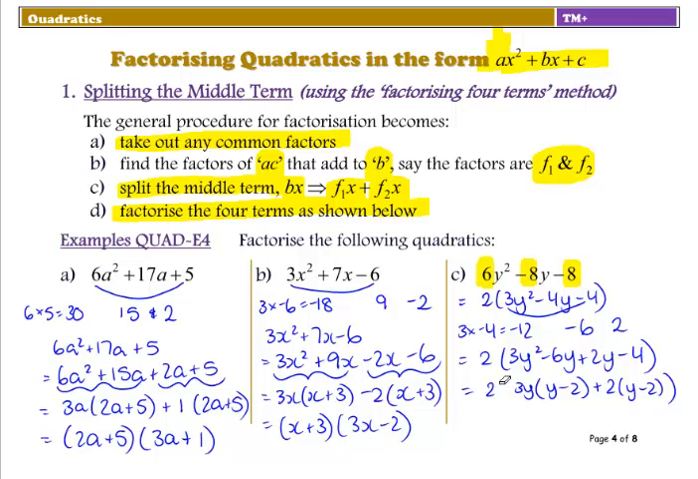Now because we have round brackets already, they should really be square brackets. So now I have 2, and then we've got y minus 2 comes out the front, and 3y plus 2. So that's complete. So that's one method of factorising quadratics.